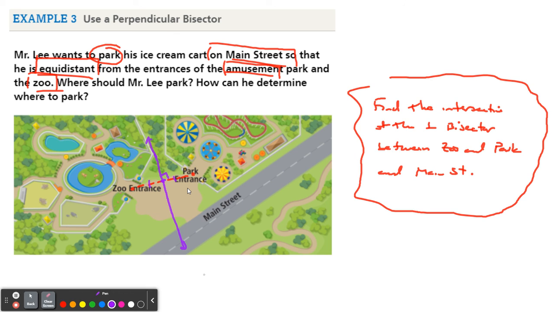So I'm looking for the point where the ice cream, or I'm sorry, where this perpendicular bisector hits Main Street. So again, I think if I was him, I'd want to park on the same side, right? So I think I'm going to be right there, right? So that would be the point where my ice cream cart goes. Right there. And again, for this reason up here, and if I do try to connect it to the park entrance and the zoo entrance, these two lengths should be about the same because this cart is on the perpendicular bisector between the two entrances. Great. Okay, second video is coming up next.